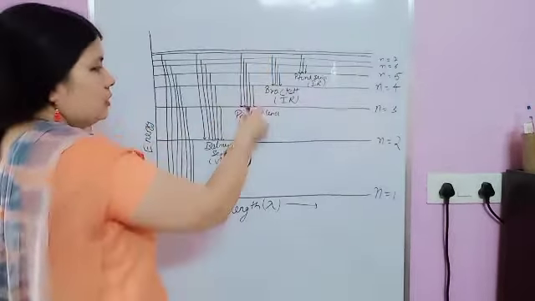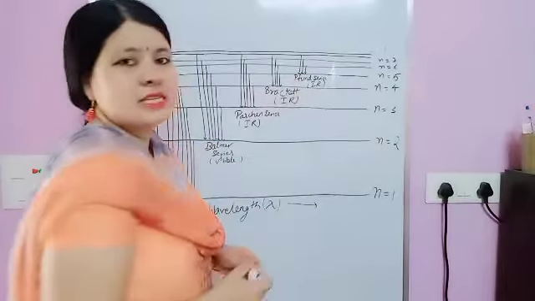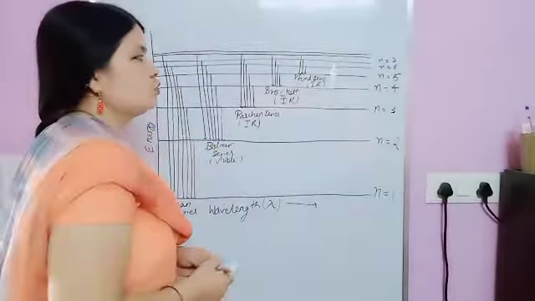But we can't say P-fund, it's the Fund series. Someone says it's a P-fund series, but this one is Fund series. P is silent. This Fund series also falls in the IR region. There is a sixth series also, and that series is the Humphrey series. For Humphrey, where will the electron come back to? That one is up to the sixth orbit, and that series is known as the Humphrey series.